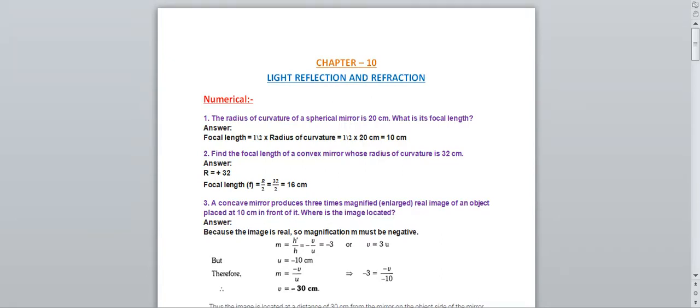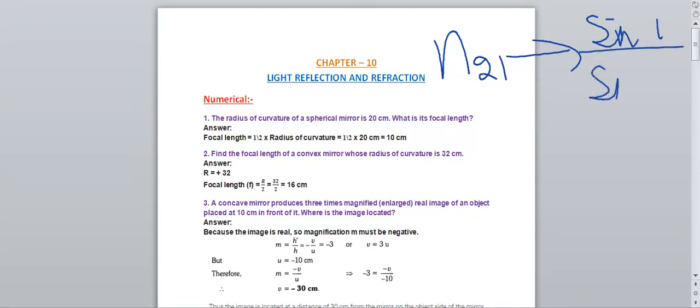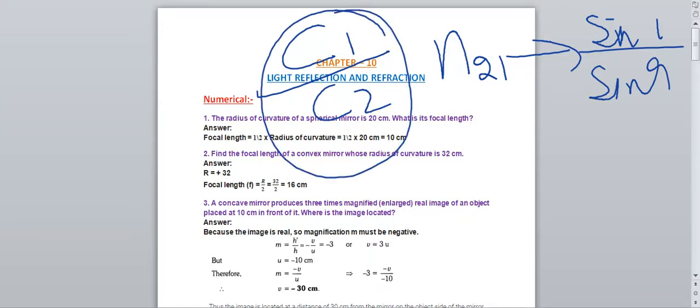Refractive index we can calculate using 2 or 3 formulas. Suppose two mediums are given, medium 1 and medium 2, and you have to calculate the refractive index of medium 2 with respect to medium 1. You can use Snell's law, sin i by sin r. Or you can use the speed of light in the first medium divided by the speed of light in the second medium.